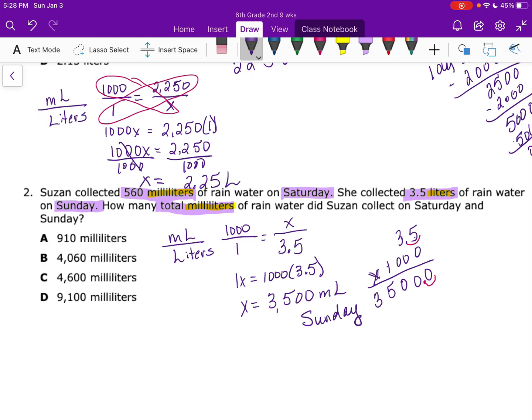So that means we have to add what we had on Sunday, 3,500. We're going to add it to Saturday, which was 560 milliliters. And we add that up. 4,060 milliliters, which is B.